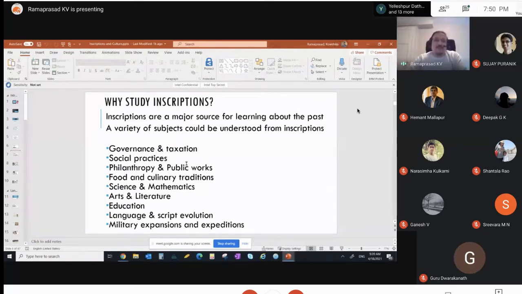We can also learn about military expansions, expeditions, and things like that, and how the society worked in the past. So this is what we can get by a study of the inscriptions.